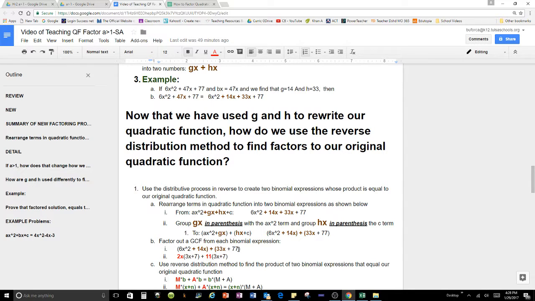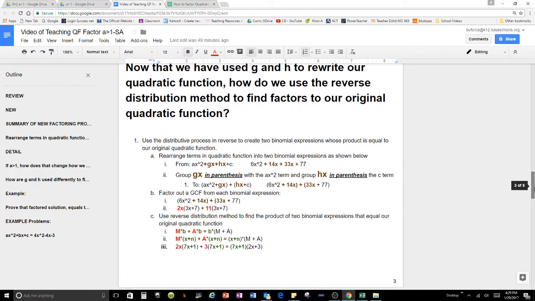Similarly, with this expression here, we could pull out 11. If we pull out 11 from this term, we'll be left with 7. If we pull 11 from this term, we'll be left with 3x. Okay? And when we do this, it makes it possible for us to use the reverse distributive method to come up with our factored solution. Okay, so let's look at that.